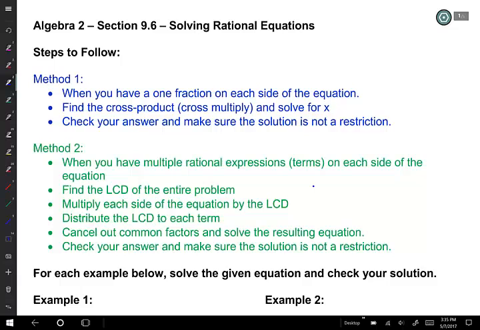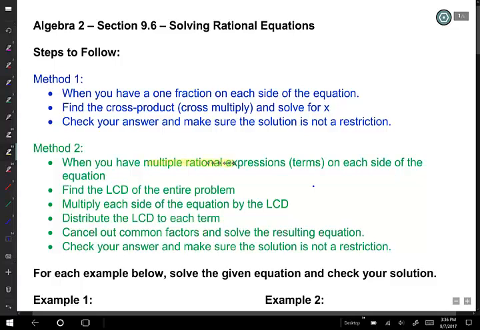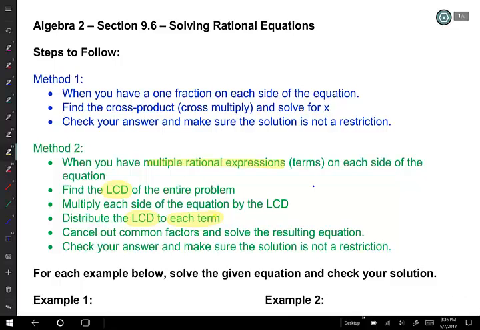The second method that we could use is when we have multiple rational expressions, more than one on each side. We're going to find the LCD of each side, and then multiply each side by the LCD, making sure we distribute it to each term of the problem. We might be able to cancel some factors out, which eliminates the fraction, and then we solve that resulting equation.